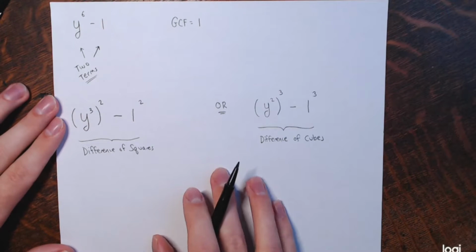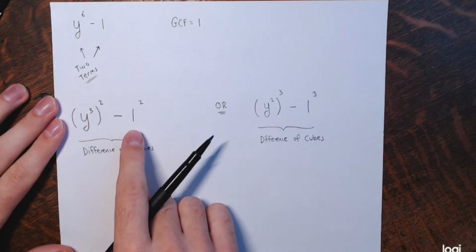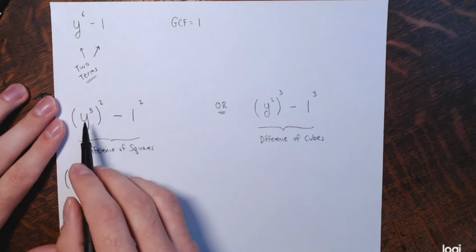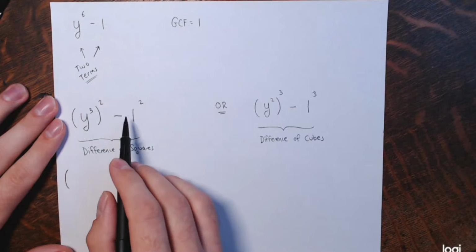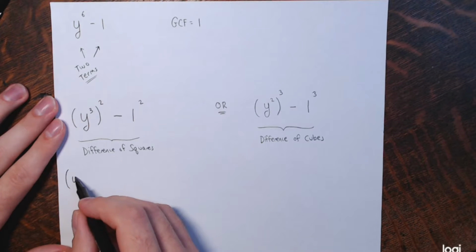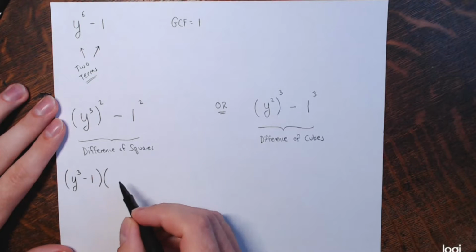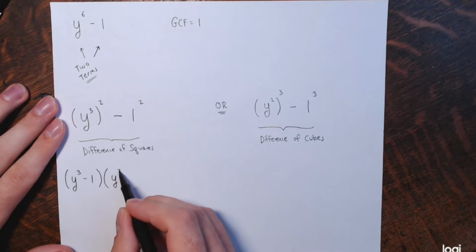Alright, so remember how a difference of squares factors, a squared minus b squared factors to a minus b times a plus b. So the a here is y cubed, the b is 1. So we have y cubed minus 1 times y cubed plus 1.